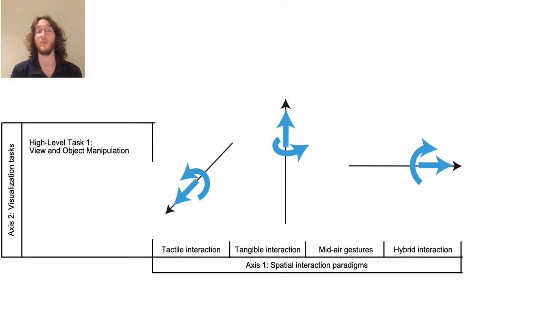Beyond simple object manipulation, scientists looking at 3D datasets have been reported to often make use of axis-constrained manipulations. So we report in this survey whether techniques allow for such constrained manipulations or not.